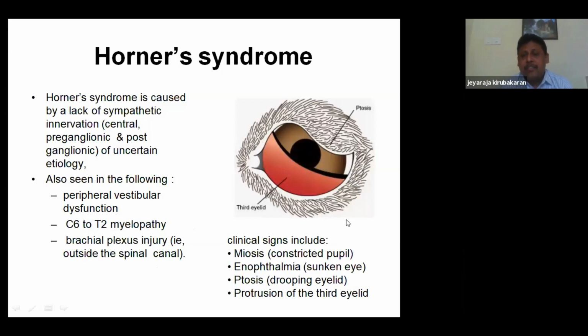The clinical signs will be drooping of the eyelids, that is ptosis, a constricted pupil, miosis, then protrusion or prolapse of the third eyelid, then a shrunken eye, which is enophthalmos.